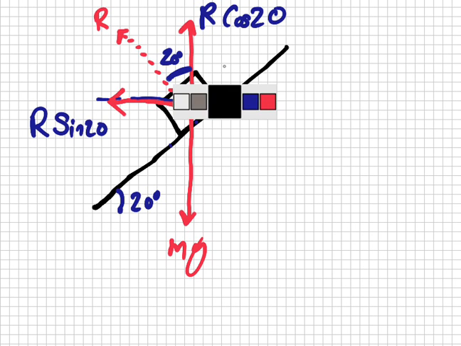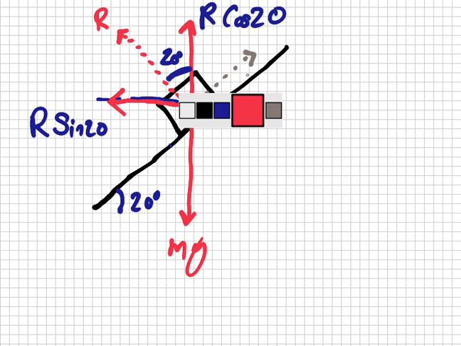So I'll draw the friction going this way. So it's mu R, what's the mu? 0.8. So I need to resolve it. So I have it in this direction, and I have it in, yes?